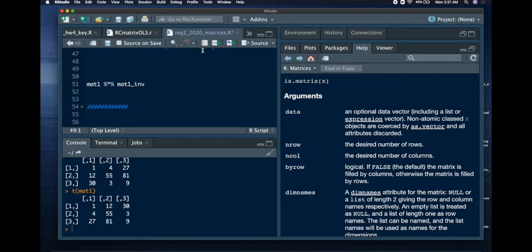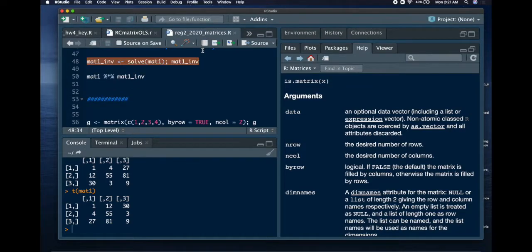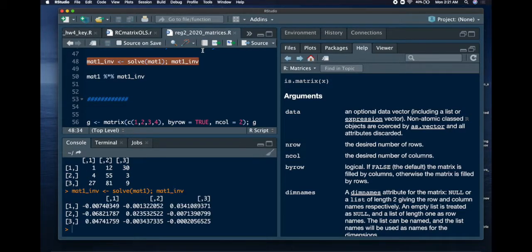Oop. Let's try this again. I made it disappear. All right, there it is.